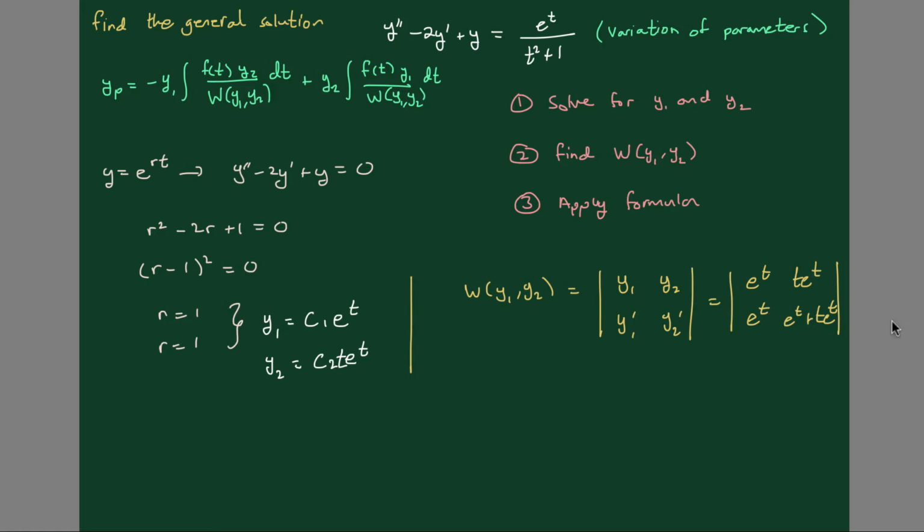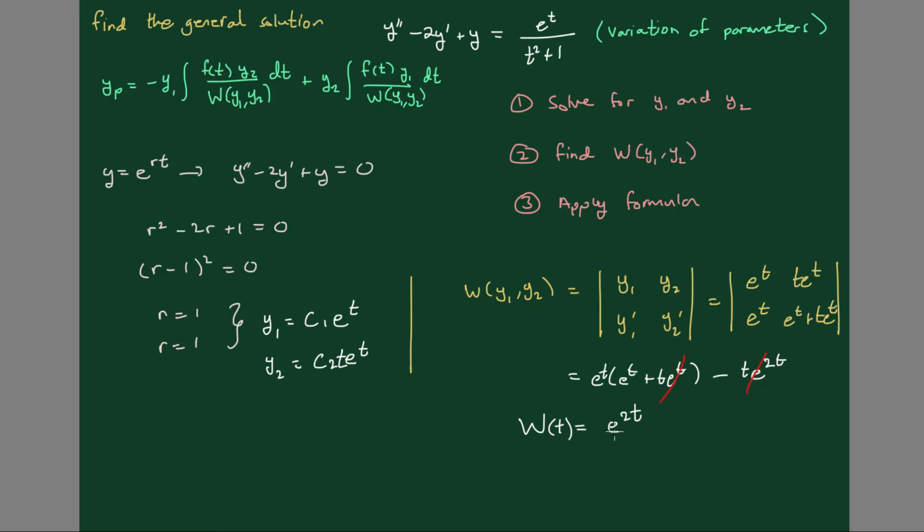So we can go ahead and find this Wronskian to be e to the power t times e to the power t plus t times e to the power t, right? We multiply this entry by this entry and then subtract the product of this entry and this entry. So we're going to have minus t times e to the power 2t. So of course, once this e to the t distributes into this quantity here, we're going to have this term and this term cancel out, which leaves just e to the power of 2t as our Wronskian of t.